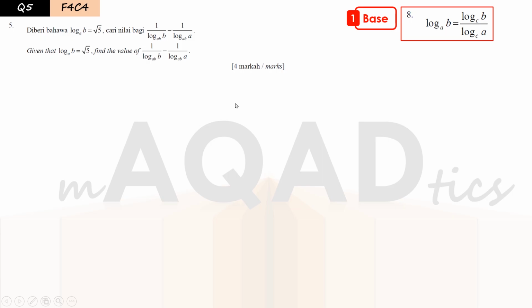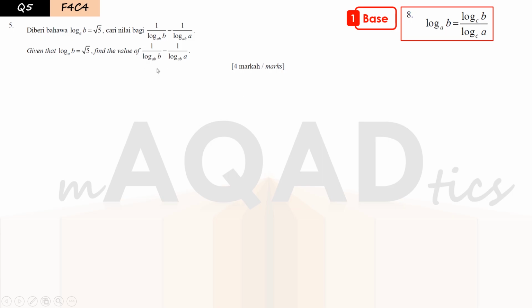Question 5, coming from logarithms. Since this is another logarithm question, to solve any kind of logarithm question, we are going to use the same 3-step method to solve this question. The first step is to change the base.